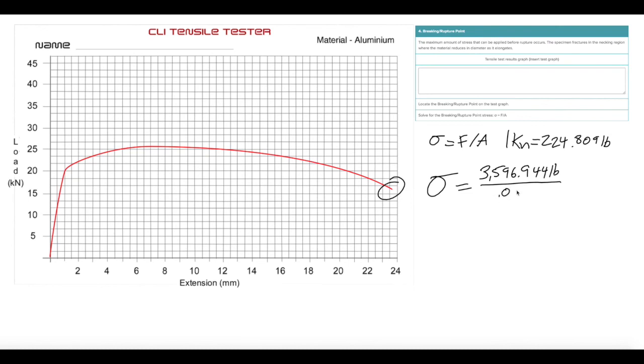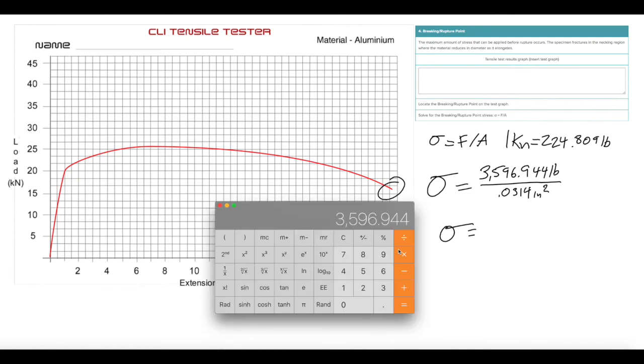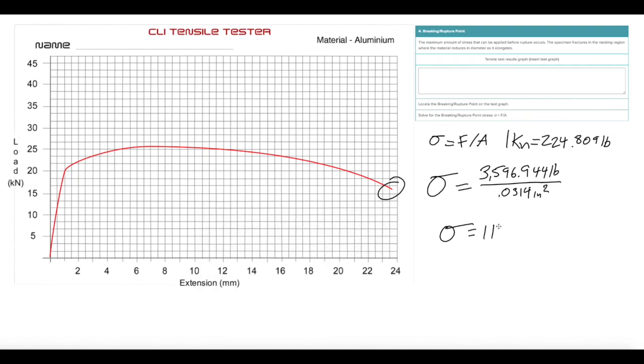Once again, the dog bone is the same exact testing material here, so same diameter, or same area, excuse me, 0.0314 inches squared. I'll put that there, and let's calculate that by dividing it by 0.0314. And okay, 114,552. I'm going to round up on this one. So I'm going to say that it's 115,000 PSI.